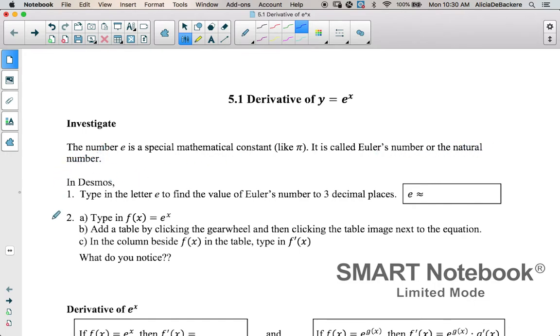So we're going to go through an investigation, a two-step investigation. I'd like you to pause the video, go over to Desmos, and follow through these instructions and see if you can figure out what you notice there.